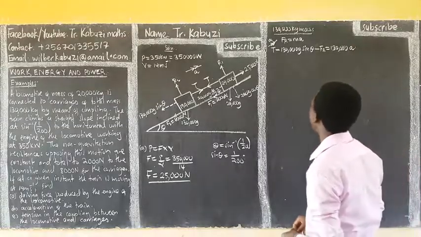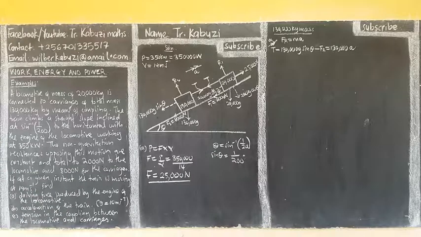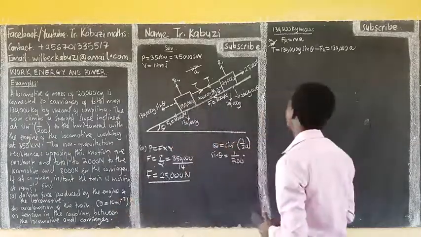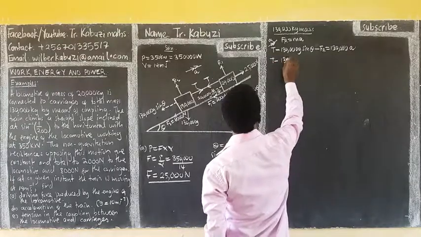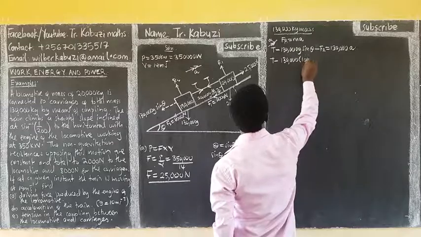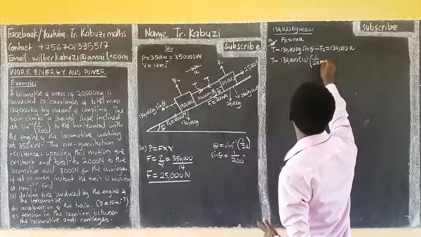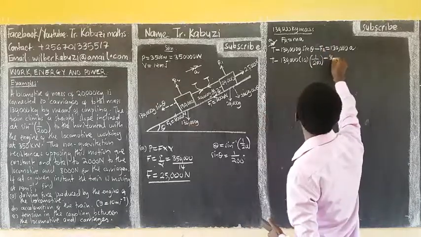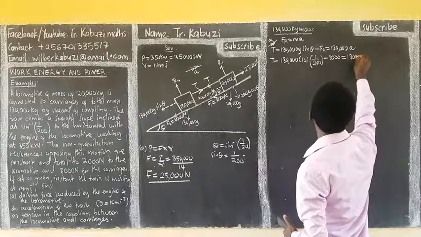From there, let me get my calculator here. Okay, now we are going to take our g as 10 meters per second squared. So T minus 130,000 into 10, then our sine theta is 1 over 200, then minus our F2, which is 8,000, equals 130,000 a.